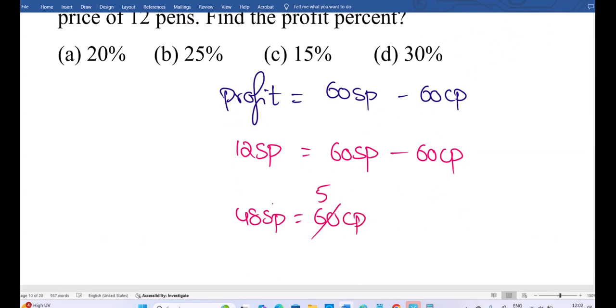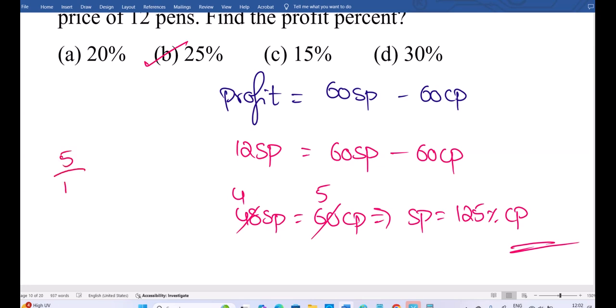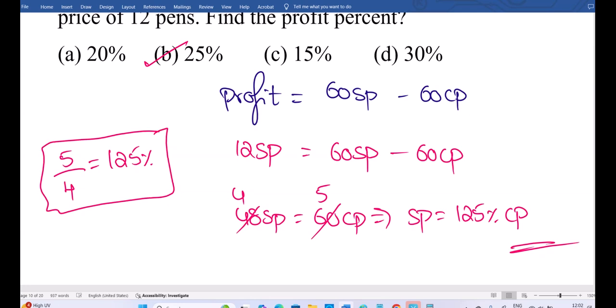Now 12 five times, 12 four times. SP by CP is 5 by 4. 5 by 4 means 125%. SP is 125% of CP, so is it profit or loss? Profit. How much percentage? 25. 5 by 4 in terms of percentage is 125%. How to convert a fraction into a percentage? Multiply with 100, then we'll get 125%.